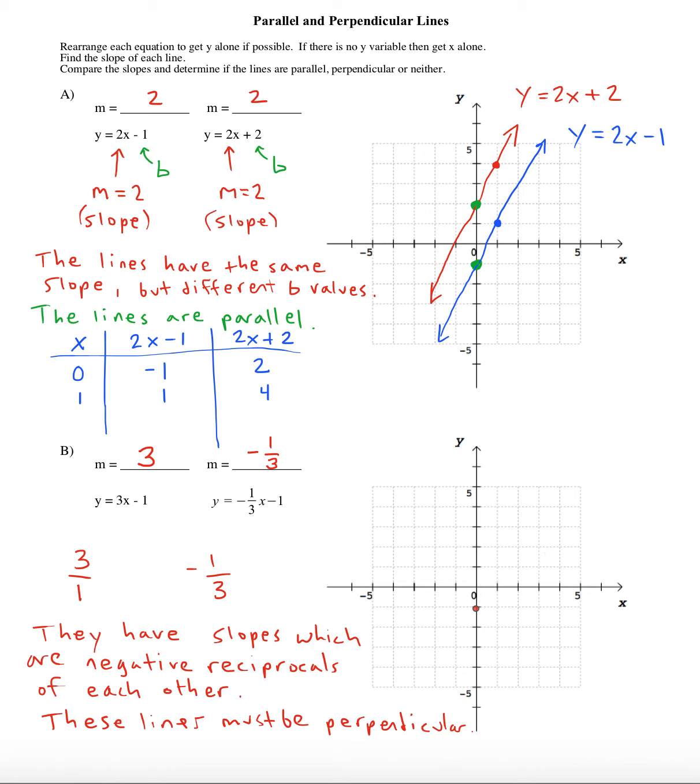If you do graph them, you'll see one of them starts here. The other one starts in that same place too. But one of them has a very steep slope of 3. y equals 3x minus 1. And the other one has a very low slope. y equals negative 1/3 x minus 1.